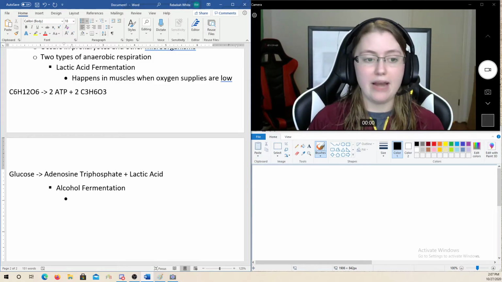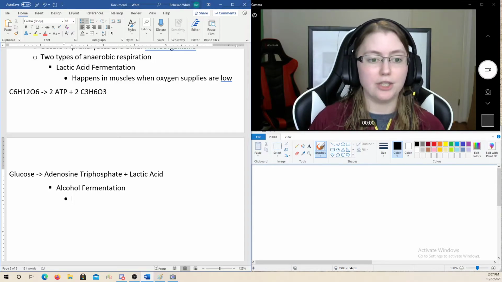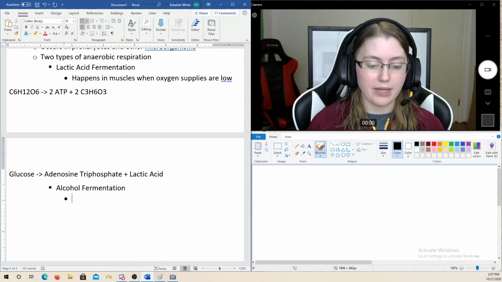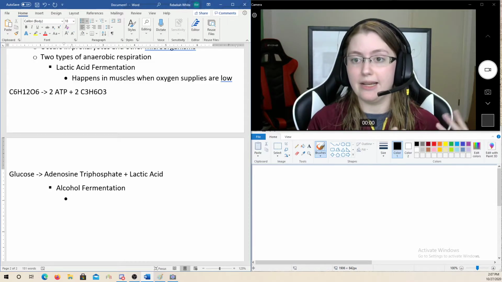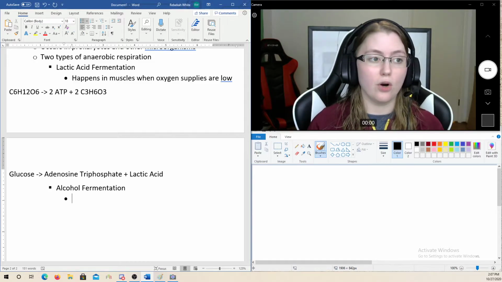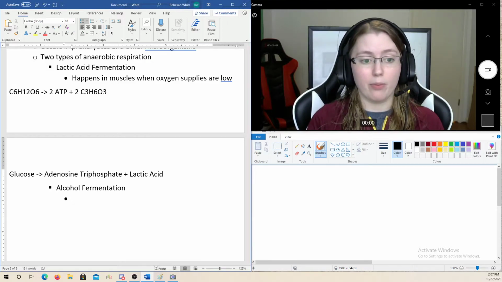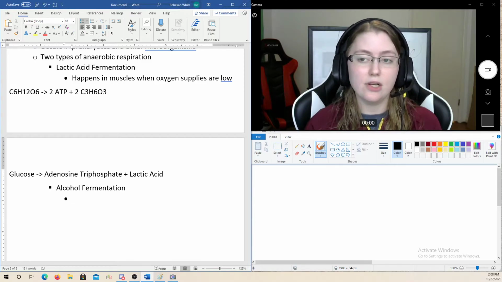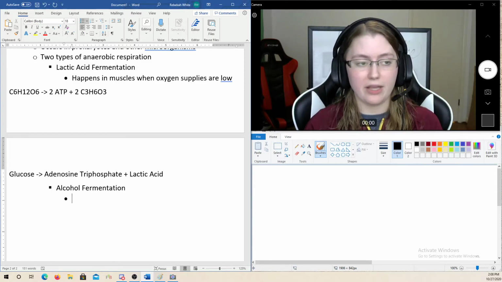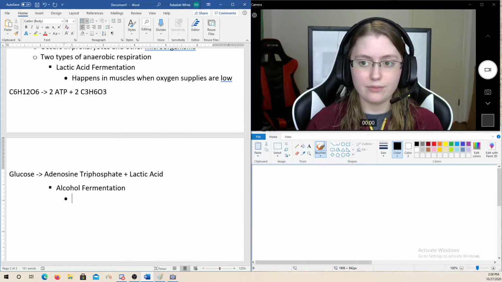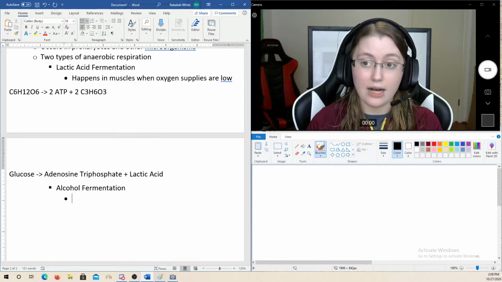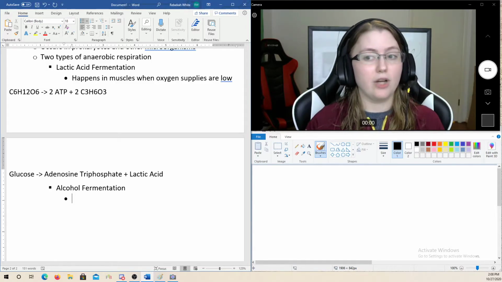Okay, so our next type of anaerobic respiration is alcohol fermentation. And so you may be familiar with alcohol fermentation because this is a process that's commonly used in food production. So it is used in baking bread. So when you add yeast to bread, you're depending on the yeast to respire anaerobically, and they will produce carbon dioxide and alcohol as their byproducts, which causes the bread to rise.